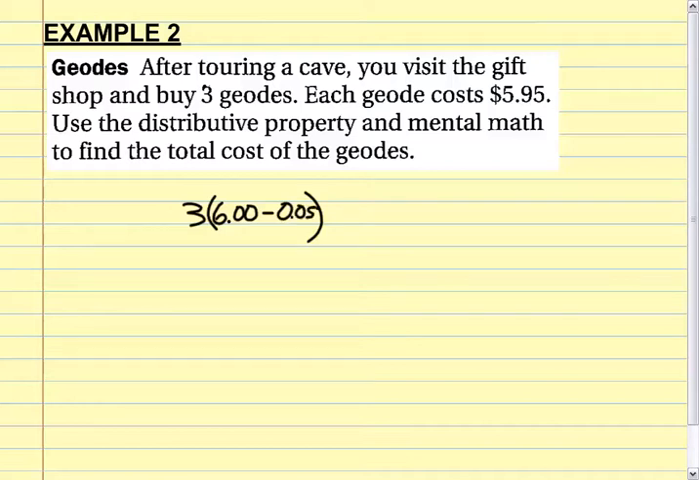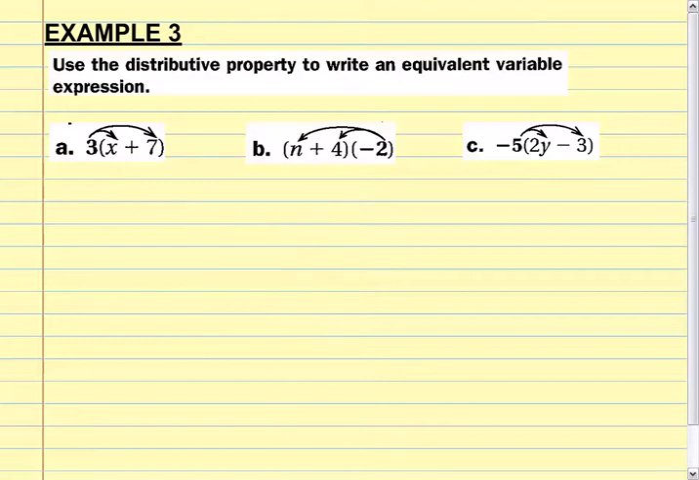Just like that. Now, Catherine, what is 3 times $6? That's $18. And what is 3 times 5 cents? Minus 15 cents. So how much did it cost us? $17.85. Beautiful. We didn't need a calculator. Just use the distributive property. It's easy to multiply 3 times $6 and make it easier. Excellent. Good. Let's look at the next one.